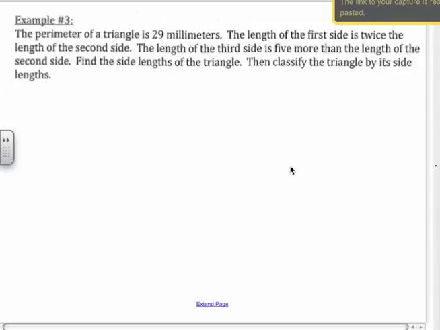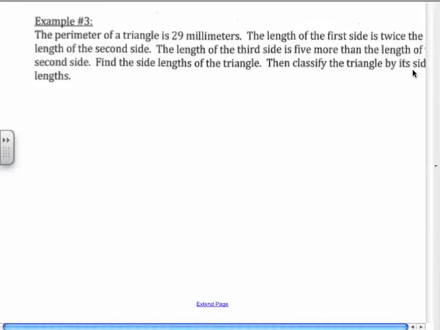Okay, guys, example number 3 here. It says the perimeter of a triangle is 29 millimeters. The length of the first side is twice the length of the second side. The length of the third side is 5 more than the length of the second side. Find the side lengths of the triangle, then classify the triangle by its side lengths.